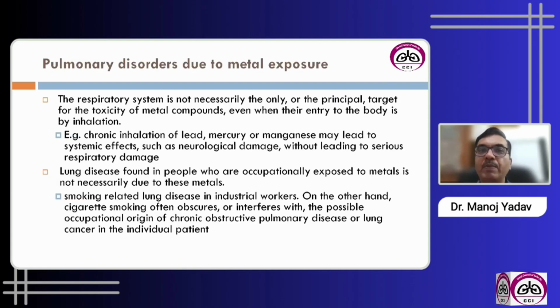For the pulmonary disorders due to metal exposure, let us understand certain general principles. The respiratory system is not necessarily the only or the principal target for the toxicity of metal compounds, even when their entry to the body is by inhalation. For example, chronic inhalation of lead, mercury, or manganese may lead to systemic effects such as neurological damage without leading to serious respiratory damage. Lung disease found in people who are occupationally exposed to metals is not necessarily due to these metals. For example, smokers we find in industrial workers. They may have COPD and it may or may not be related to the exposure to heavy metals.